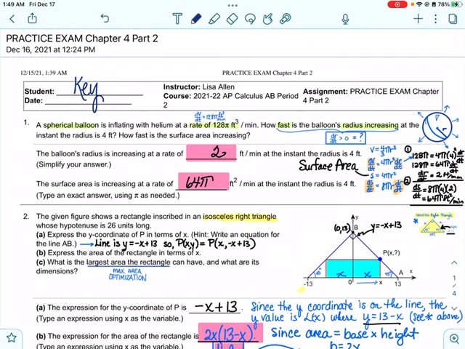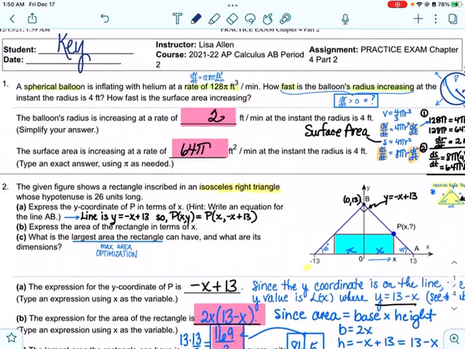Okay, let me see if I can go through this pretty quickly. On part 2 of your chapter 4 exam, to be given on Monday, you're mostly focusing on applications of the derivatives. And so if you look at the first example, this is a typical type of related rates problem.